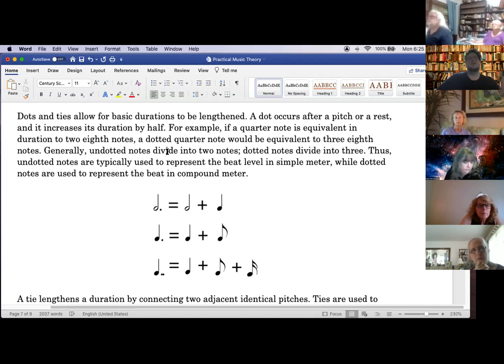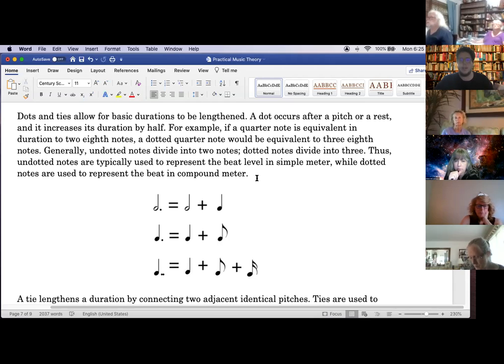Generally, undotted notes divide into 2 notes, dotted notes divide into 3. Thus, undotted notes are typically used to represent the beat level in simple meter, while dotted notes are used to represent the beat in compound meter. Simple meter is when the beats are divided into 2. So ta-dee, ta-dee, ta-dee, ta, like 4/4. Compound meter is like 6/8 when it's divided into 3.